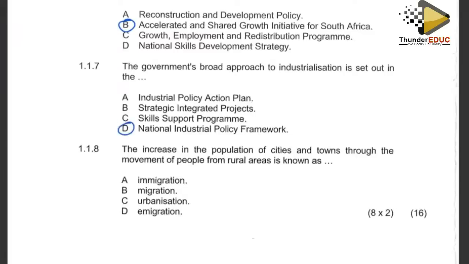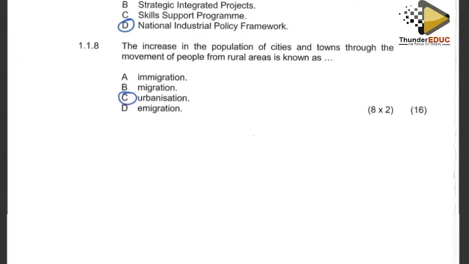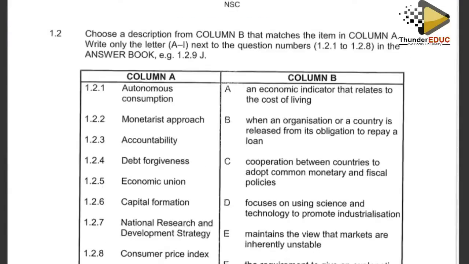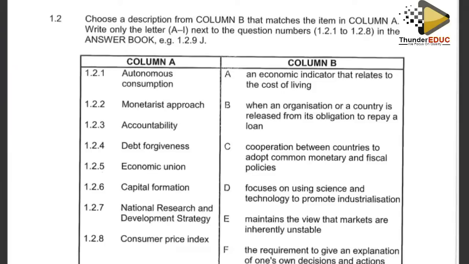Okay, right. So now let's move on to 1.1.8. 1.1.8 reads as follows. The increase in the population of cities and towns through the movement of people from rural areas is known as urbanization. So in this regard, our appropriate answer is going to be C. Okay, so now at this juncture, we are done with 1.1. Then we are landing on 1.2.